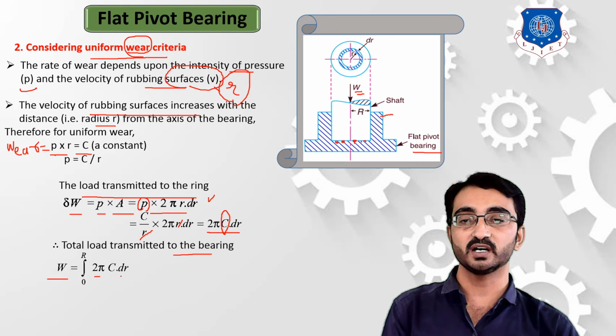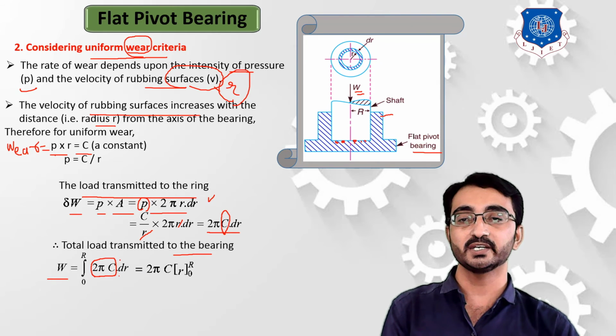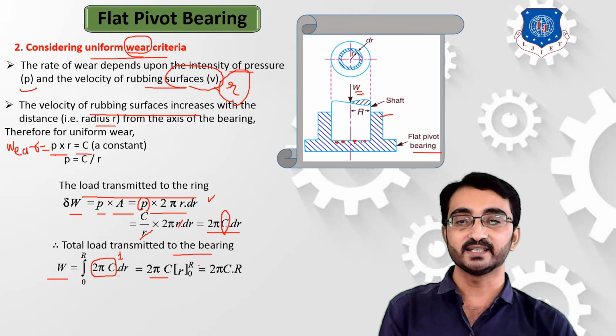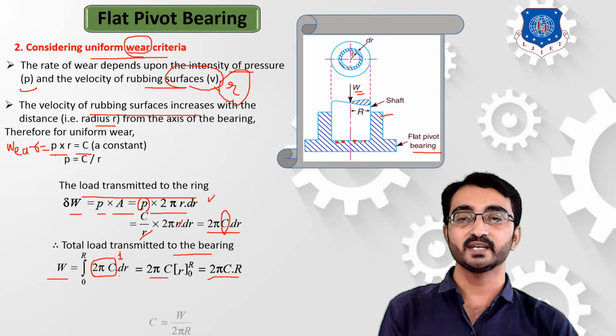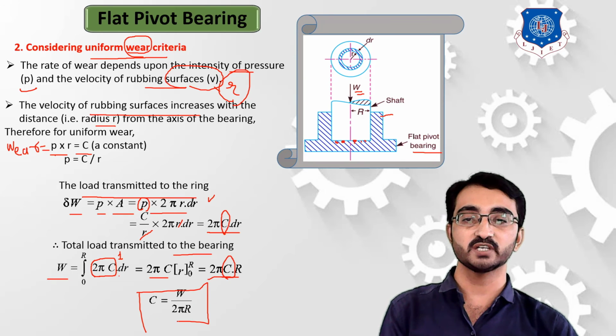Now in this equation again, your 2 pi and C, both terms are constant. So we can simply write down that the integration of 1 is equal to R. So your equation will become 2 pi C R with the limit of 0 to R. Now putting the upper limit, that is capital R, and lower limit, that is 0, your final equation will become 2 pi C into R. So by simplifying these terms we can calculate the equation for C, that is constant, which is equal to W upon 2 pi R. Okay, and this equation we will use for the calculation of frictional torque.